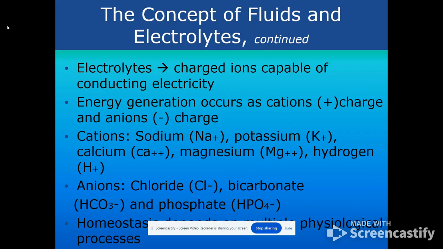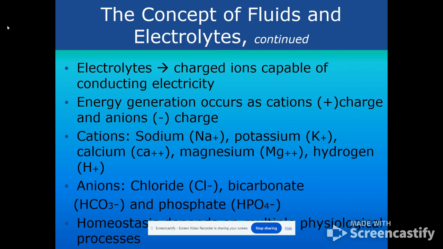Especially with cardiac muscle contractions, potassium is very important, as well as sodium, for the muscle contractions to occur. So if potassium is completely off balance within your body, you can have cardiac arrest. So it's very important to have these in balance, which brings me to homeostasis.